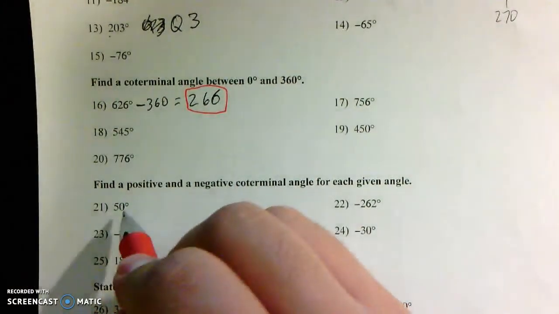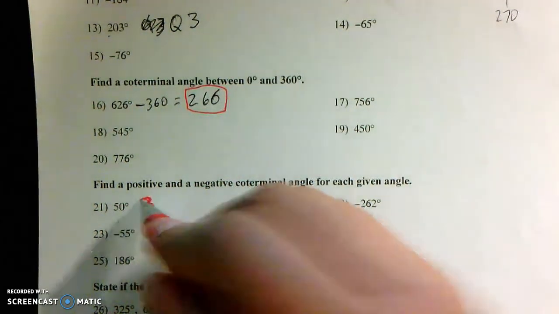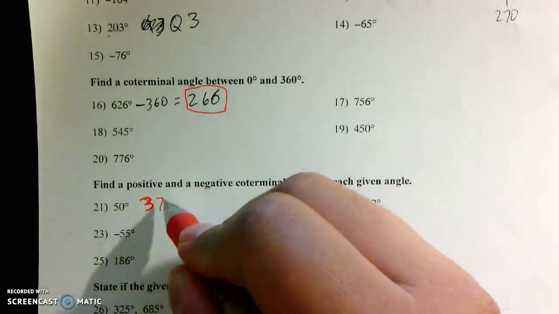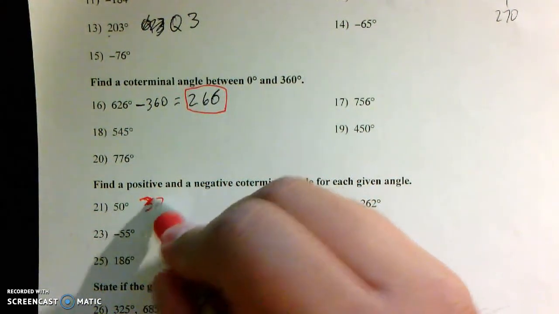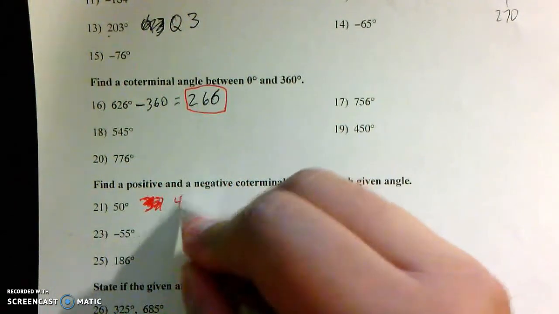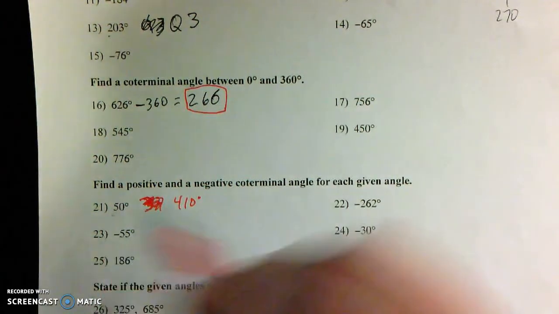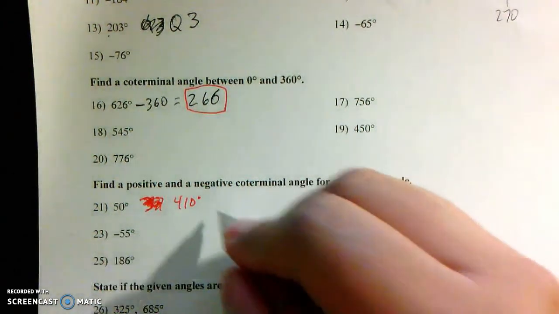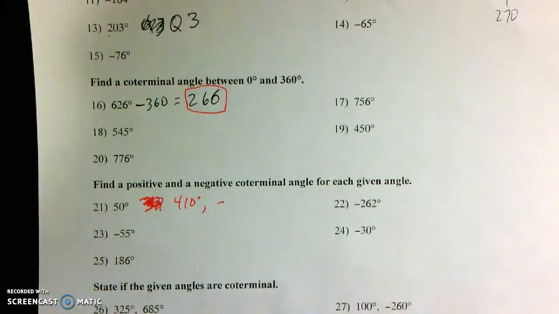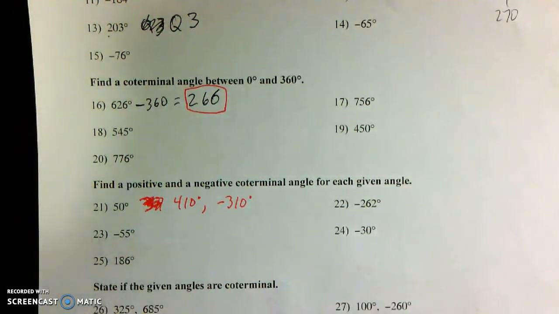So if I add 360 to 50, that's 410. So 410 is a coterminal positive angle. If I subtract 360, that's going to give me negative 310. So all three of these angles are coterminal. They're all the same. Okay, but I'm just trying to find a positive and a negative one.